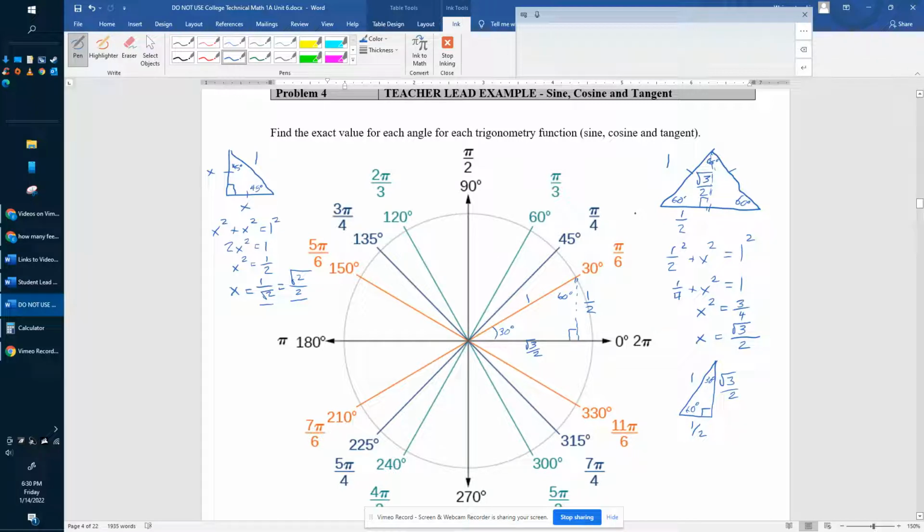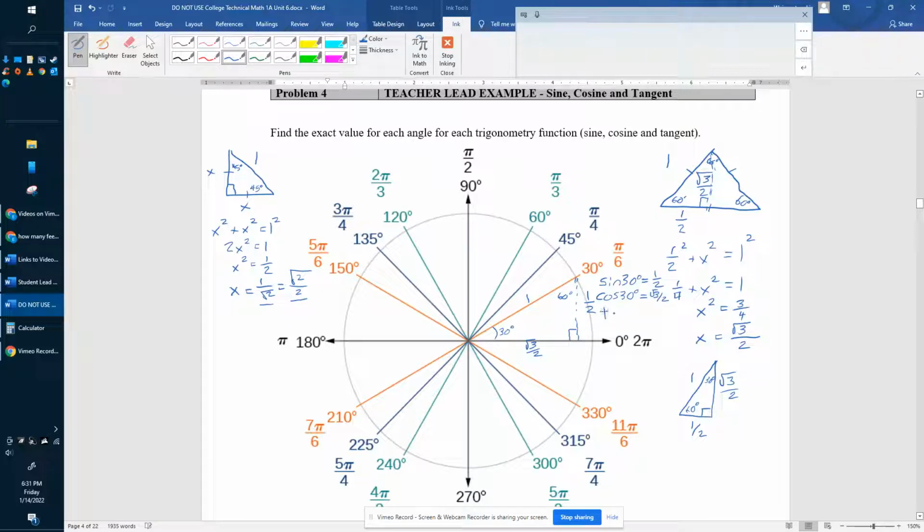Well, when we're looking at our trig functions and we're looking at sine of 30 degrees, it's opposite over hypotenuse. Well, our hypotenuse is 1, so sine of 30 degrees is just 1/2. How about cosine? Cosine of 30 degrees is going to be adjacent over hypotenuse. Well, the adjacent is square root of 3 over 2. Hypotenuse is 1. Cosine of 30 is the square root of 3 over 2.